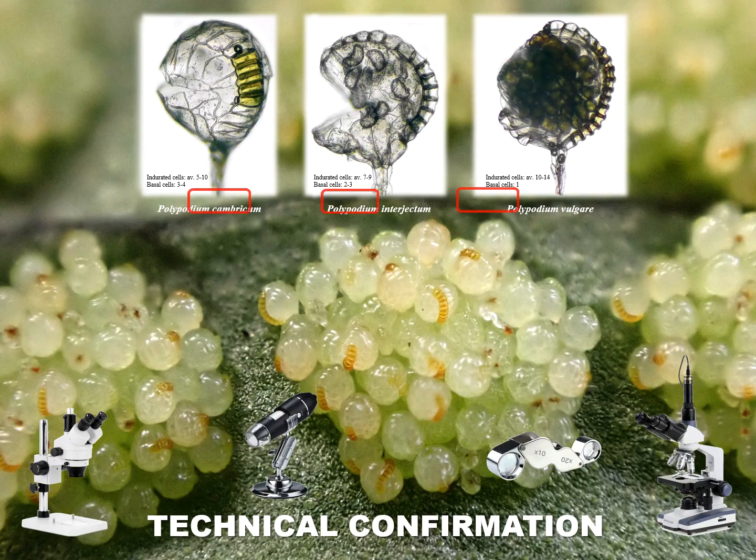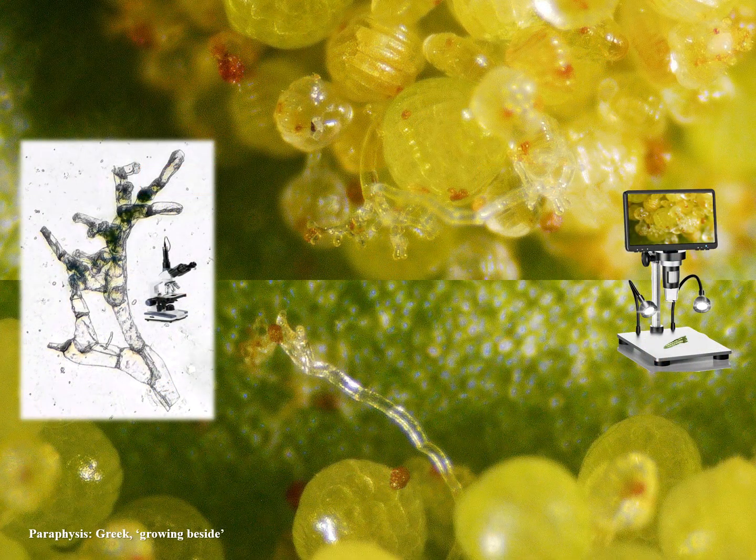Three microscopical characteristics separate the three polypodies: the number of indurated and basal cells, and paraphyses. We'll deal with paraphyses first. Paraphyses, singular paraphysis, are branched sterile hairs that occur among the sporangia, but only in the sori of P. cambricum, which is useful. They are just visible with the hand lens, but are quite sparse, therefore difficult to find. These in the main photograph were imaged with a digital microscope and enlarged.